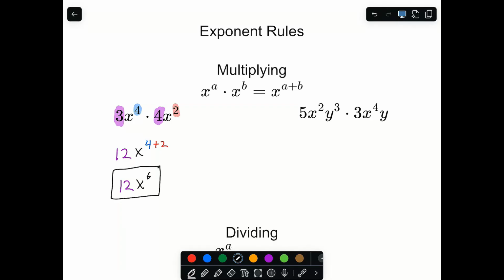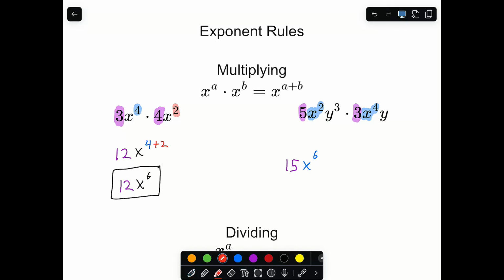And if I have more than one variable, like I do in my second example, I just keep the x's together and then the y's together. So same as before, the numbers go together, so 5 and 3 gets me that 15. I have x to the second power times x to the fourth power. So I'm going to add them together, which gets me x to the sixth power.